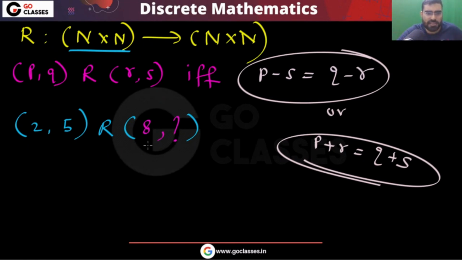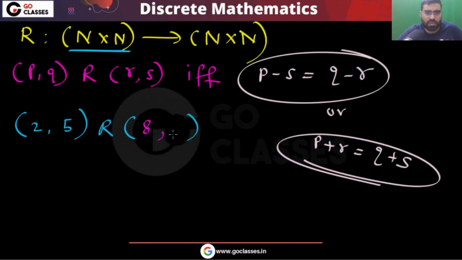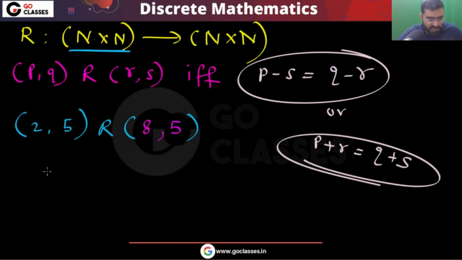So you can easily see that 2 plus 8, 10, this should be equal to 5 plus, so this must be 5. Okay, this must be 5, correct? This must be 5. So very simple. So this is what I am saying, that first you understand the question clearly, that you can see that (2,5) is related to (8,5). You can easily see that p minus s is equal to 5 minus 8. 2 minus 5 is equal to 5 minus 8.